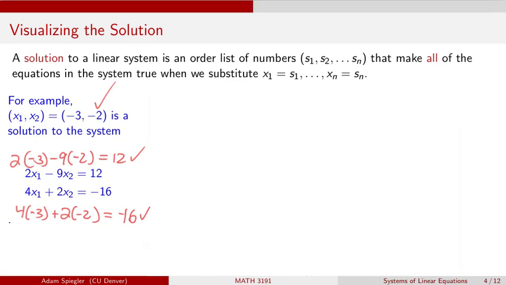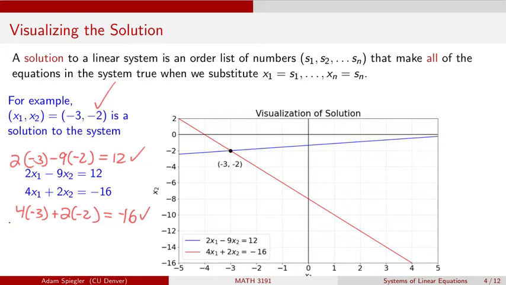There's a nice picture for those that like to see what's going on, in that each of these two linear equations we could graph as a line. In blue, we've got the top equation, 2x1 minus 9x2 is 12. So that looks like this. The second equation looks like this. And this solution is actually the intersection point of these two lines. Here we've got a system of two linear equations in terms of two variables, and notice that we have one unique solution, namely the coordinates of the point at their intersection.